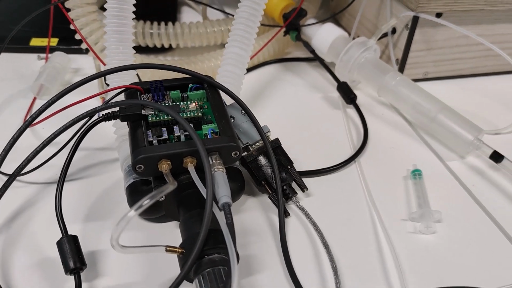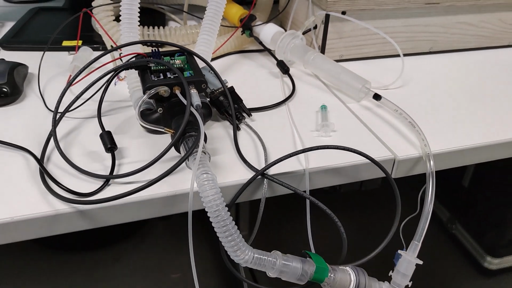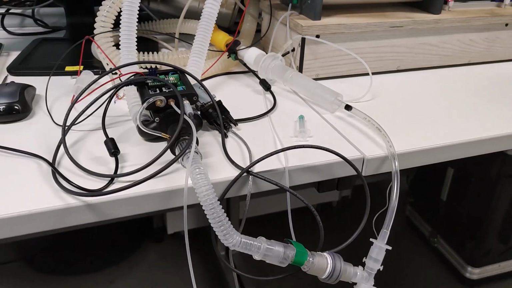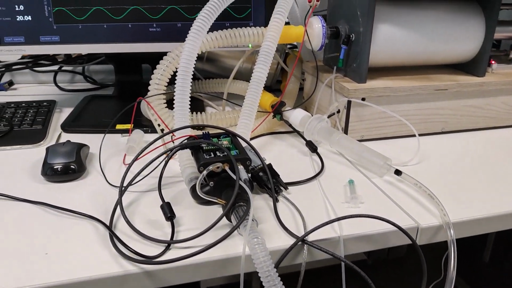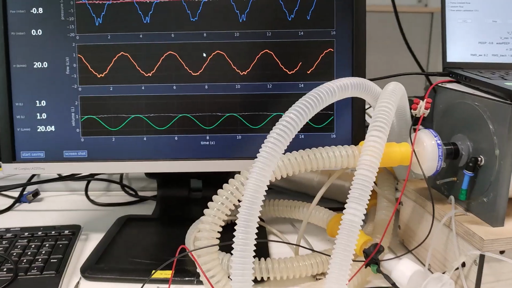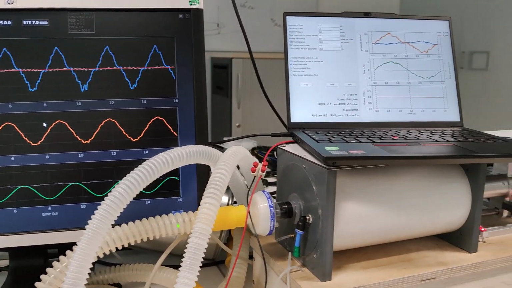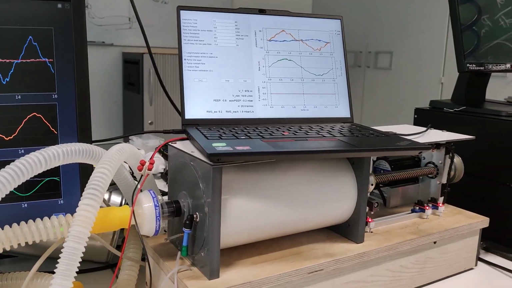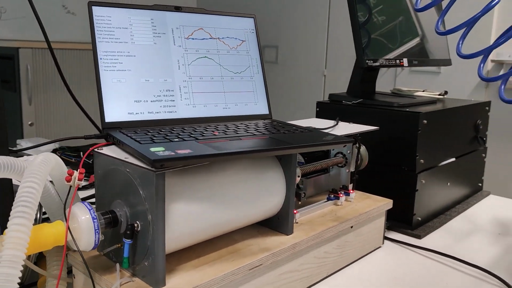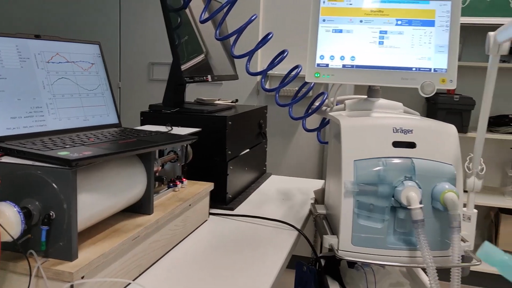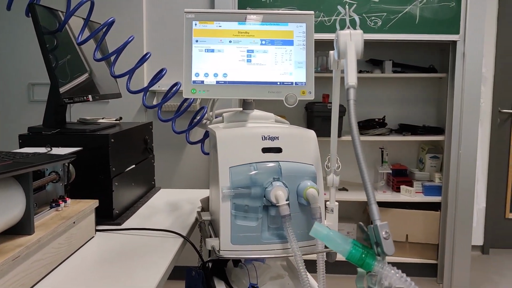Today I want to test my self-made 3D printed ATC ventilator. The ventilator is connected via a 7mm endotracheal tube and an artificial trachea to a lung simulator. This is the user interface for the ventilator. This is the lung simulator. And we also want to compare our ventilator with a commercial Dräger V600 ventilator.